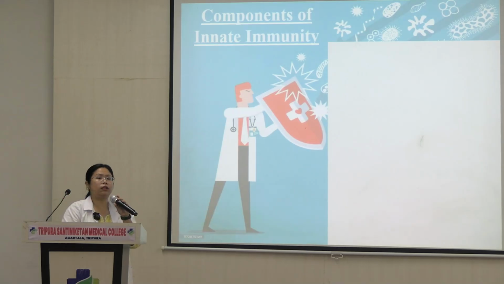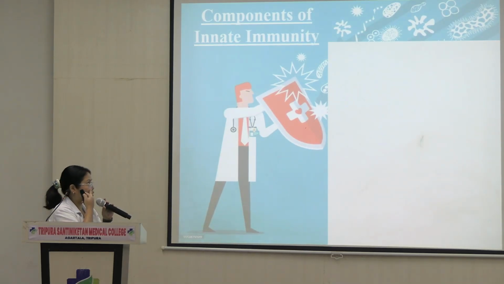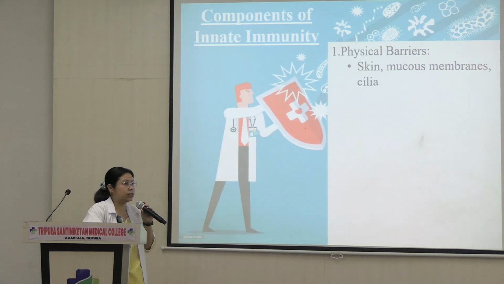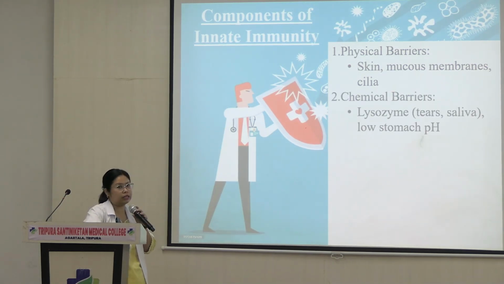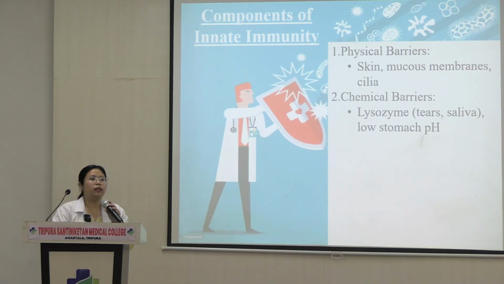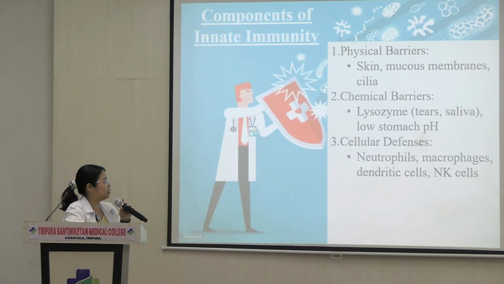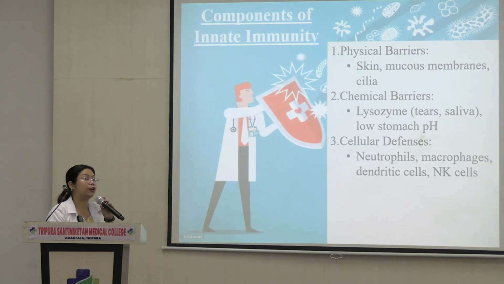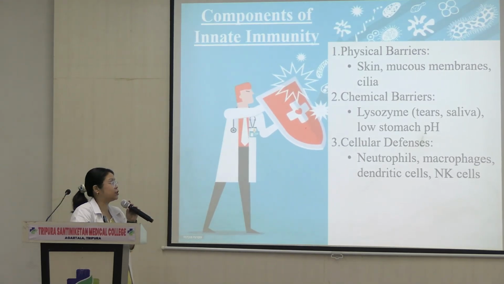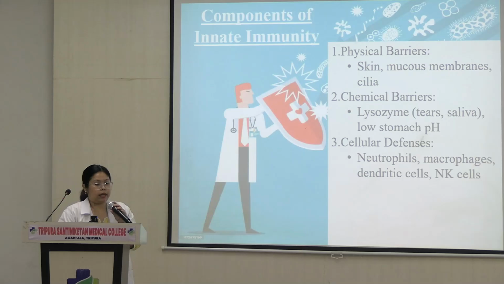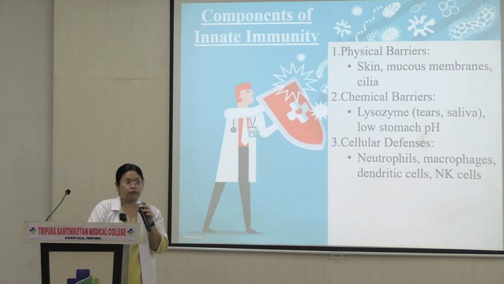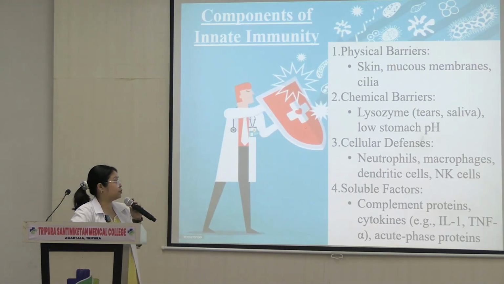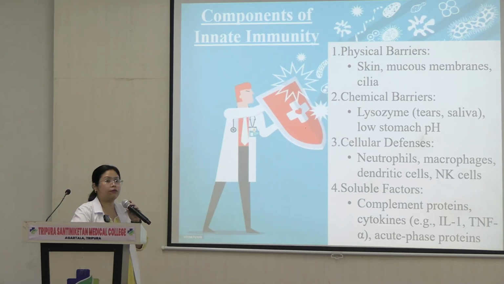Now, innate immunity has components as well. First are physical barriers like the skin, mucous membrane, and cilia. Then we have chemical barriers like tears and saliva and the low pH of the gastric mucosa. Then we have cellular defense. These are the cells responsible for innate immunity, like neutrophils, macrophages, dendritic cells, and NK cells. NK cells means natural killer cells. Very fantastic name. Then we have other proteins like complement proteins, cytokines, acute phase proteins, etc.